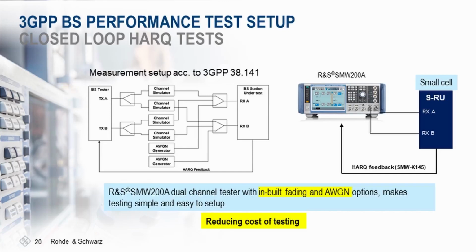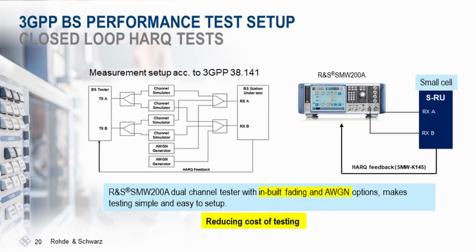In case of disaggregated units, the physical layer and radio part is within the SRU, and the SRU would replace the small cell. It is the same setup, and then here you can see the radio unit would provide the HARQ feedback based on which the SMW200 will decide to transmit a new transport block, or to repeat the previous transport block. So one box for such a complex scenario means reducing the cost of test.